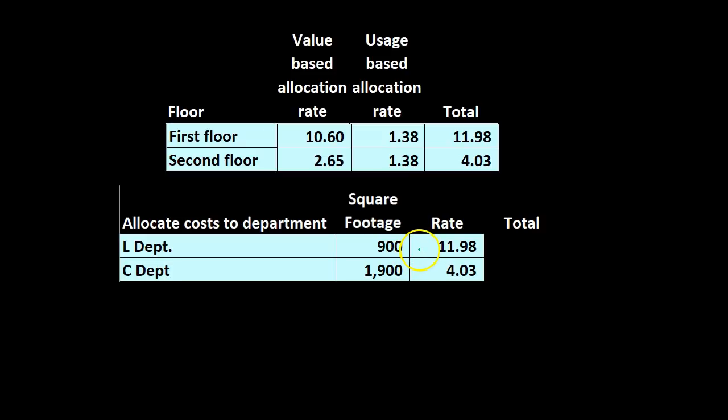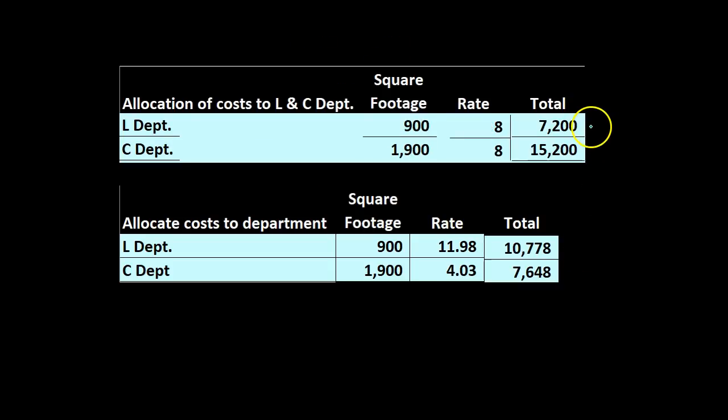So we're going to say, okay, the 900 times the 11.98 versus the 1,900 times the 4.03 comes out with these totals. So these would then be the allocation of the costs to these particular departments, one being on the first floor, one on the second floor. Now you can see the comparison. This is what we did last time with a really easy type of calculation, straight $8 per square foot, very easy to calculate. We just used one activity base, we calculated it out, and we come up with very different numbers the way we basically tried to weight it out.